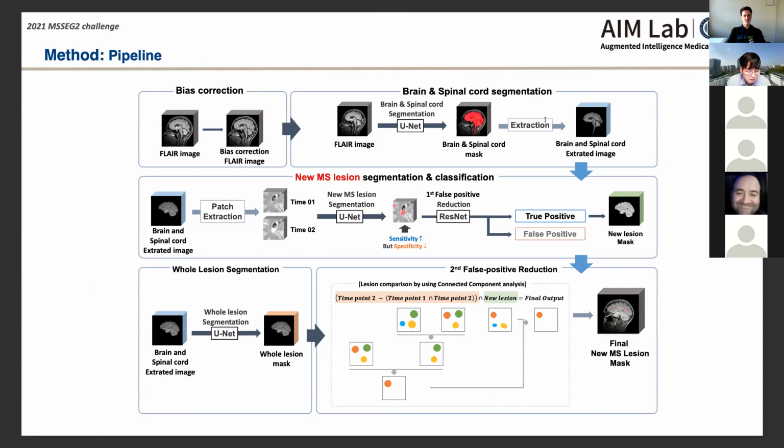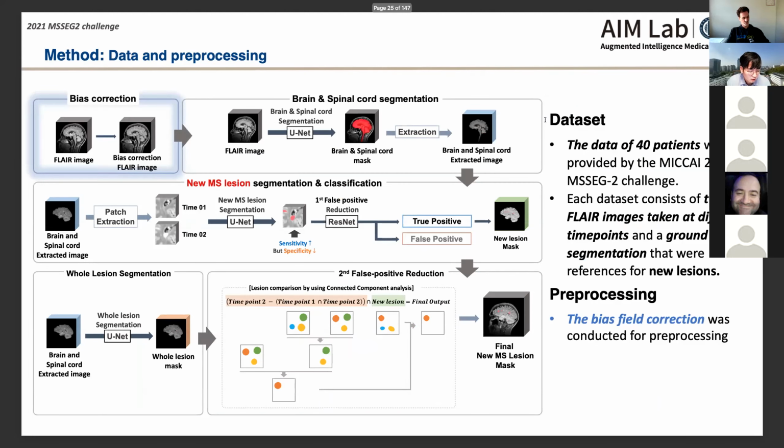This is the total pipeline of our process. First, we segmented the brain and spinal cord, then underwent 2 streams for new MS lesion segmentation. Then the results for these 2 methods were combined for the final output. Each data set, as we all know, consists of 2 3D FLAIR images taken at different time points and a ground truth segmentation that were references for new lesions.